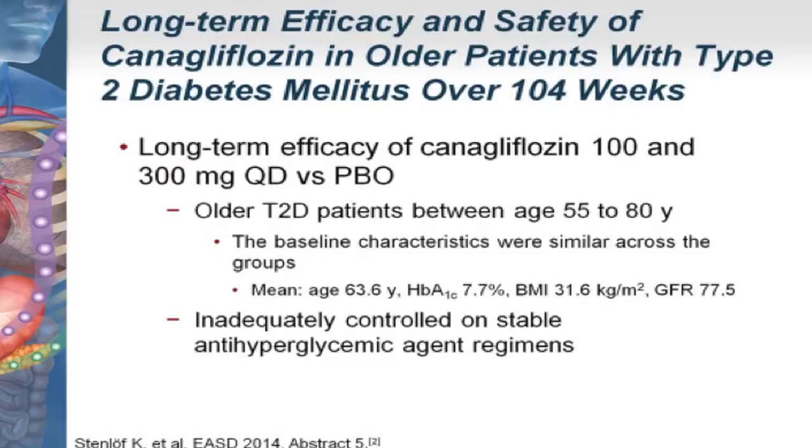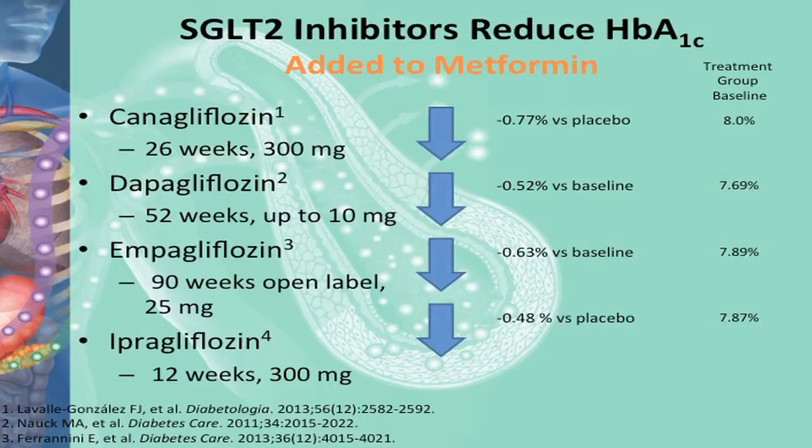And these were all inadequately controlled on stable anti-hyperglycemic agents, right? And again, 2 doses, 100 milligrams of Cana compared to 300 milligrams compared to placebo. And you see all the changes that you get here in terms of A1C reduction. There's an improvement in HDL and then systolic blood pressure as well as weight change. We'll talk a little bit more about that in due course. And the conclusion here, again, in the elderly individuals in your practice, this is a viable option if you're going to move on.